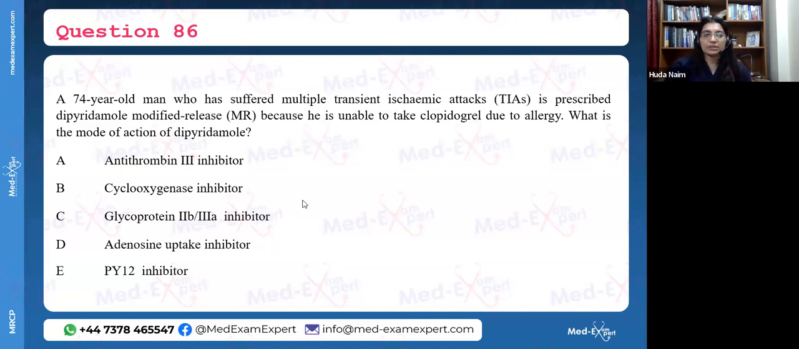Again, a very important concept is the different mechanisms of action of the different drugs used in cardiology and neurology. Very, very important.